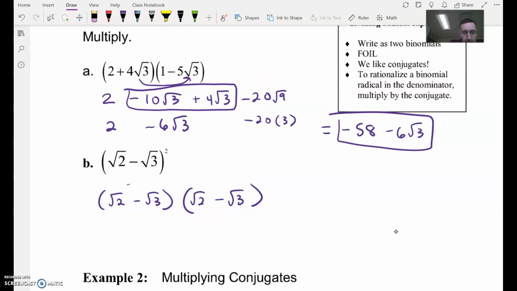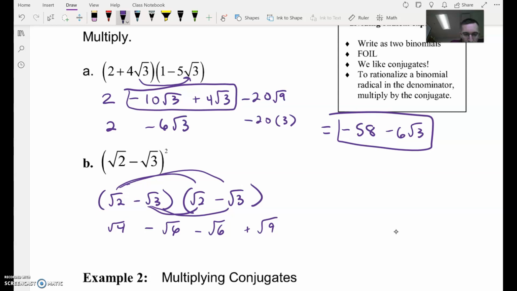Radical 2 times radical 2 is square root of 4. Radical 2 times radical 3 is radical 6. Radical 3 times radical 2 is another radical 6. And radical 3 times radical 3 is radical 9. So square root of 4 is a 2. Negative root 6 minus another root 6 is negative 2 root 6. And then the square root of 9 is 3. So my final answer, 2 plus 3 is 5, minus 2 on the square root of 6.